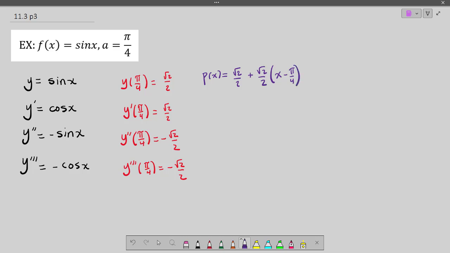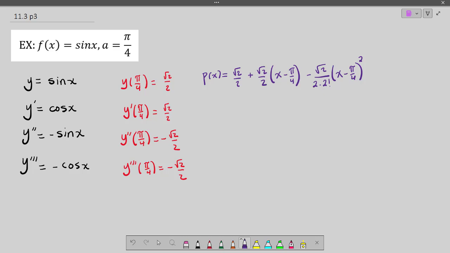So there's our tangent line, p sub 1. Up to that point, that is p sub 1. It's the tangent line. To get to the next term, we're going to go minus root 2 over 2 multiplied by 2 factorial times x minus pi fourths quantity squared. So that is now p sub 2. That's the best quadratic approximation, centered at pi over 4.